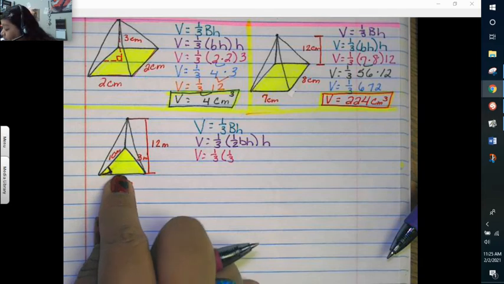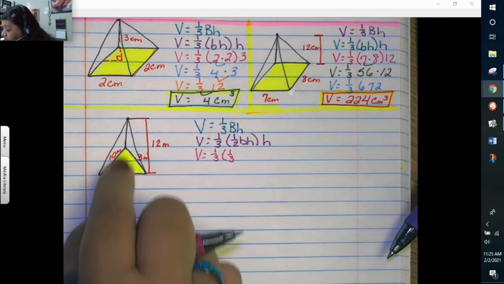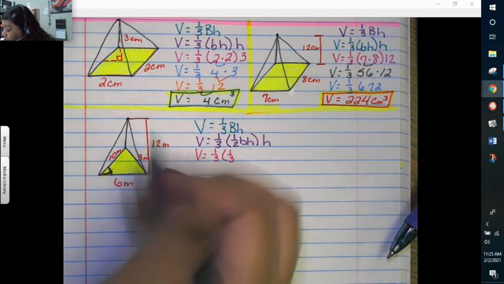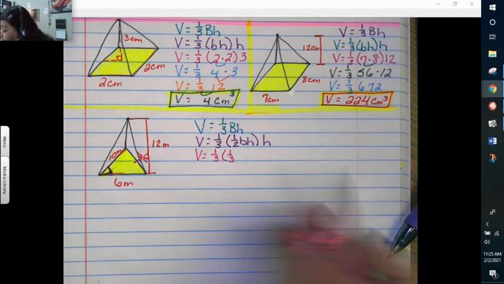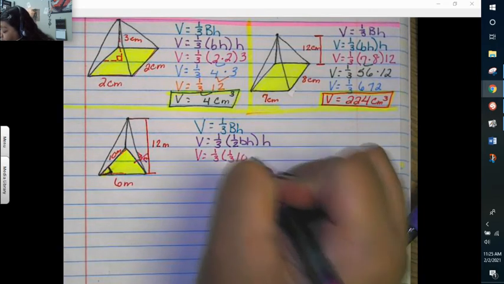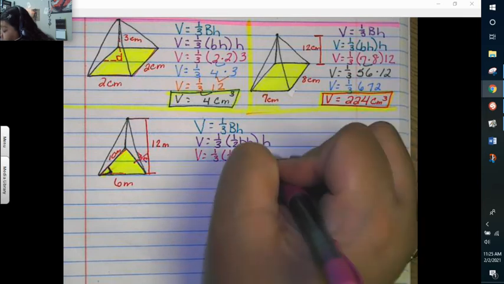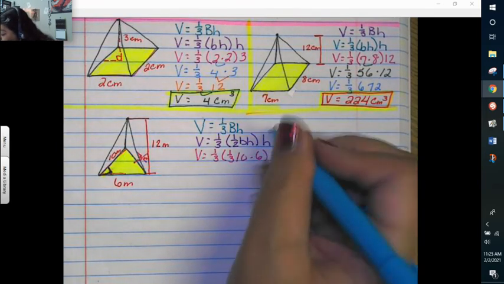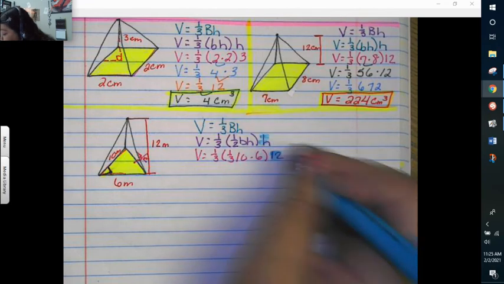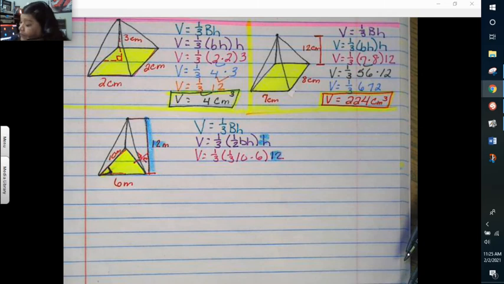Sorry, triangle at the bottom. Okay. Look for that right angle, and it's going to tell you the base and height of that right angle, which means the 3 is extra. So it's a 10 by 6. 10 by 6. And the height of the pyramid, sorry, is 12. Okay. So this right here is the height of the pyramid. How tall is it? It is 12 meters tall.